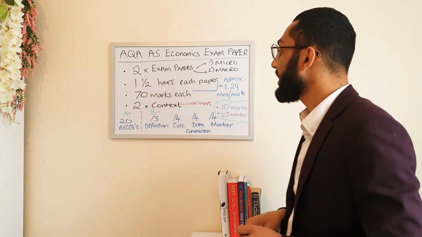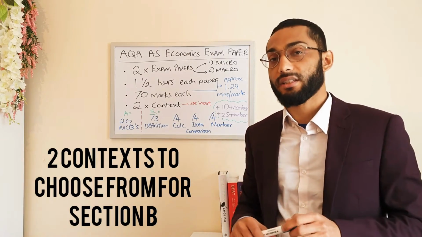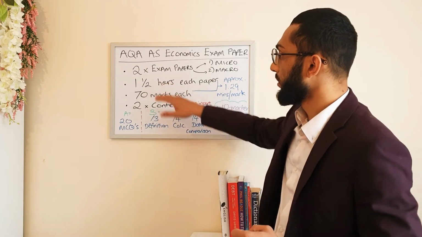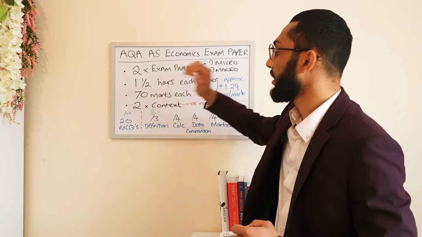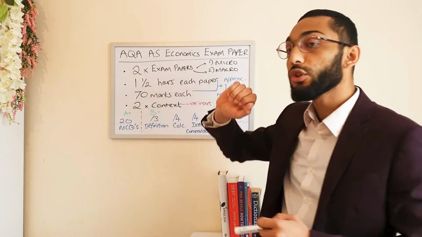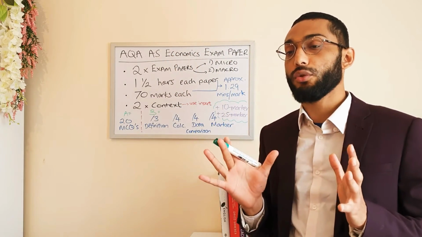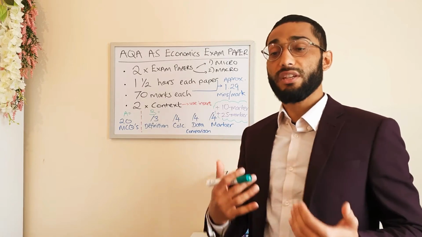Fourthly, there will be two contexts to choose from. So by the way, both macro and micro will have 1.5 hours each. There will be 70 marks each. And both of these papers have two contexts, which is really interesting. So they don't give you a compulsory context to do. They will give you an option.